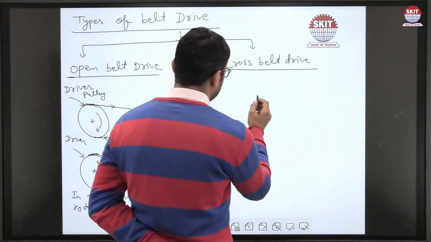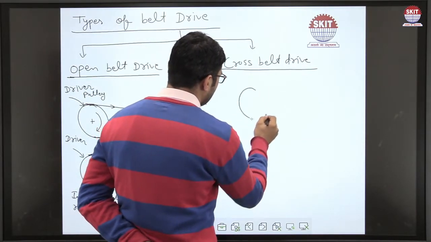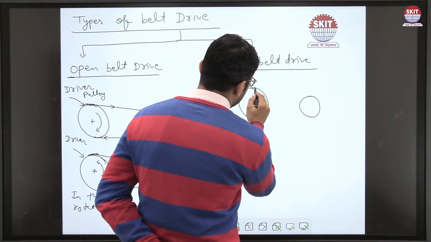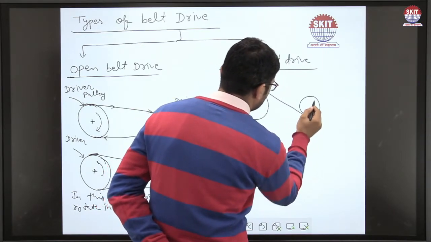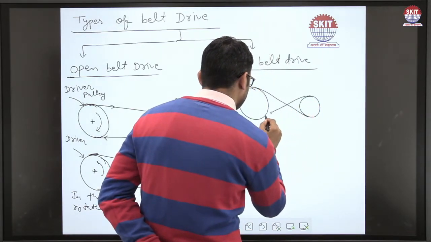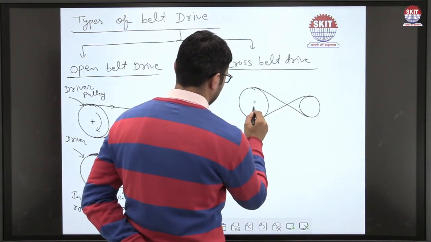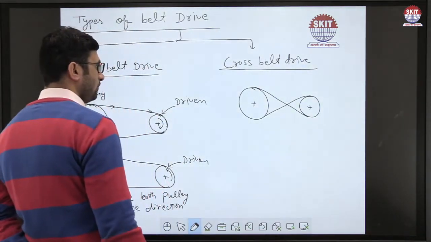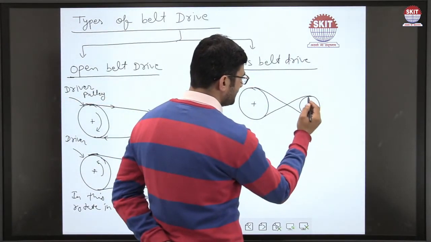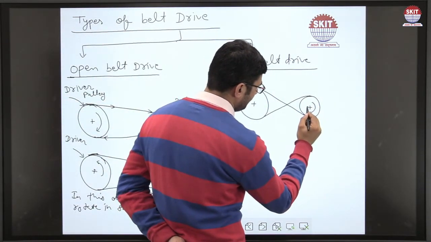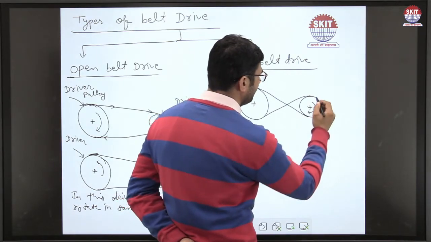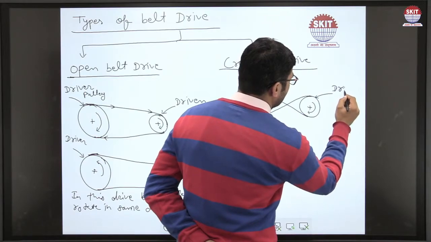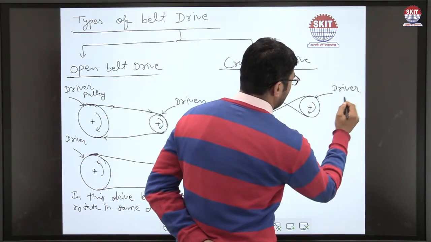In the cross belt drive, we connect the two pulleys with the help of a belt in this manner. This is the first pulley, this is the second pulley. And if we supply the power to this smaller pulley, then this pulley is known as the driver pulley.